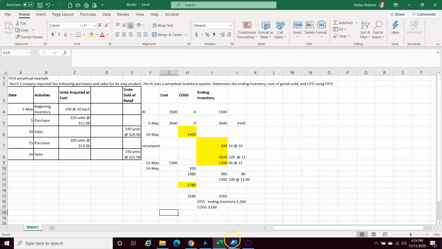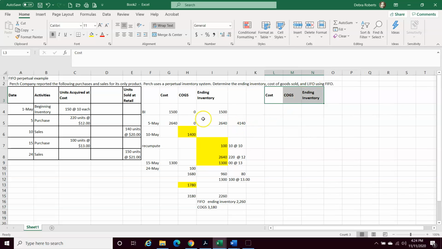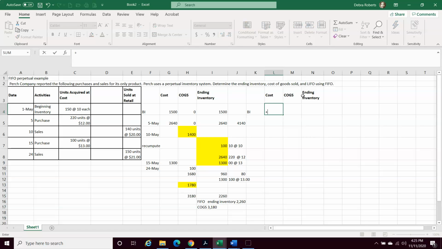Now let's leave this information the way it stands. Let's do a copy and paste function. I'm going to copy it right here. Let's do the same thing for the LIFO side. Using the same data, we're going to start off with our beginning inventory, BI, of $1,500, which is going to be the combination of 150 units multiplied times the $10 each. That's what we're going to start off with.